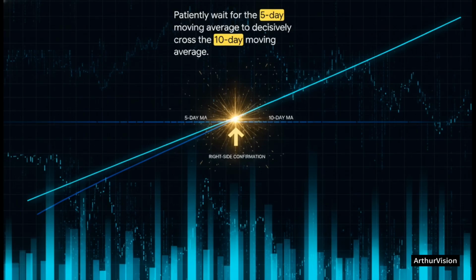Only when all 3 of these conditions, the extreme low, the massive volume, and the golden cross, interlock perfectly does the algorithm validate your entry point. If even a single condition is missing, we stay flat. We do not deploy capital.